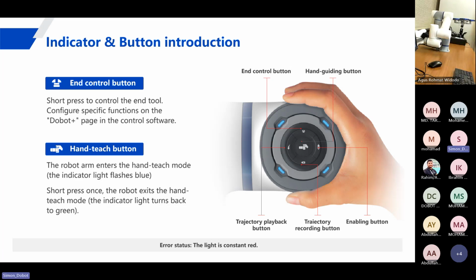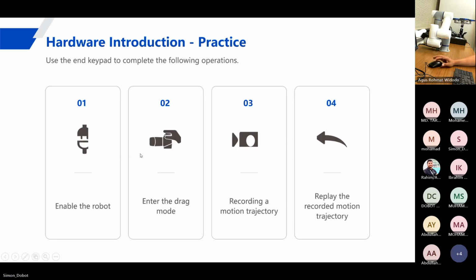This one is the trajectory recording button. Press it and move the robot to record the trajectory, and press again to exit. Then you press this playback button to play back the trajectory you just recorded. This is the enable button: long press for more than 3 seconds to enable, and long press for more than 6 seconds to disable. These are the icons for those functions.